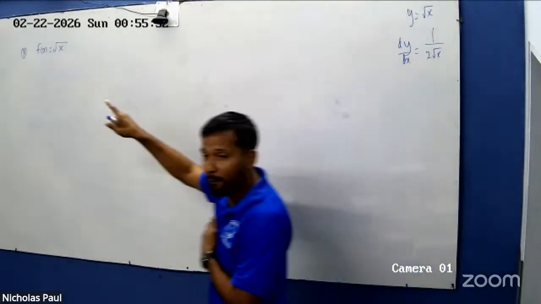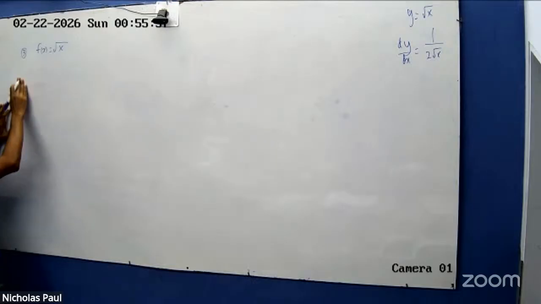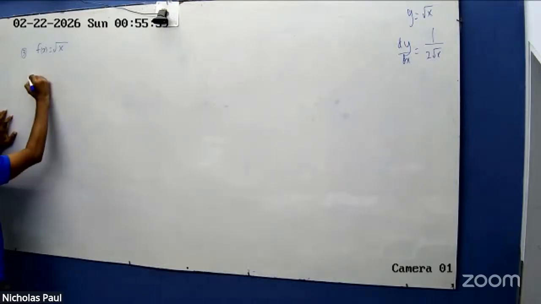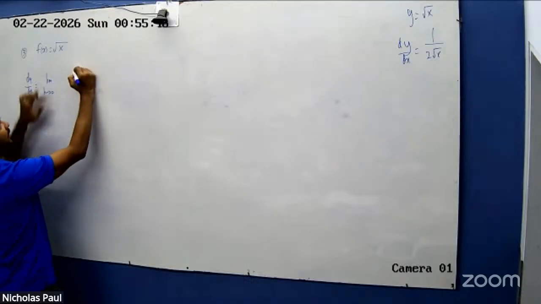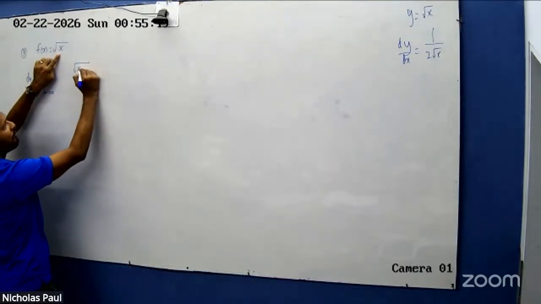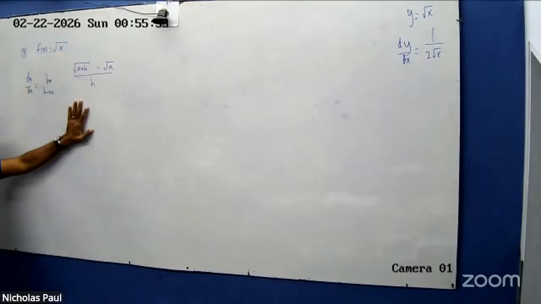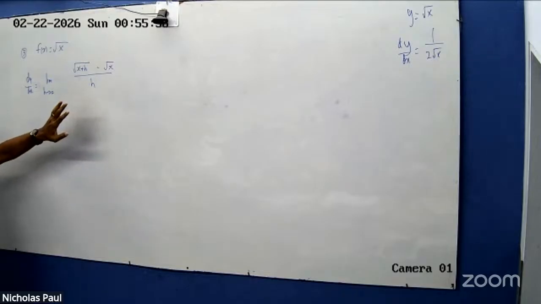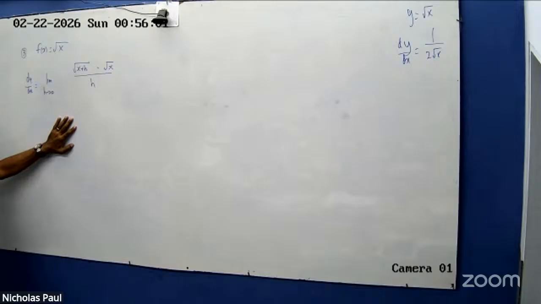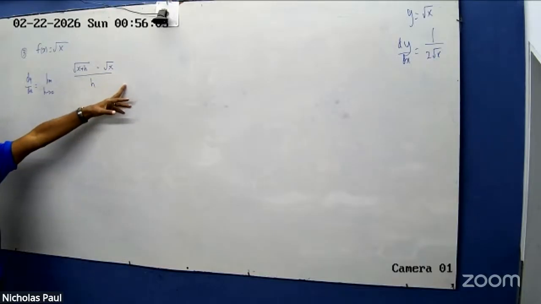But the problem is when you work it out, you're going to multiply by the conjugate of the numerator. So dy/dx is the limit as h approaches 0 of f of x plus h, which is the square root of x plus h, minus the square root of x, all over h. That's okay? Provided you do this next step, yes.